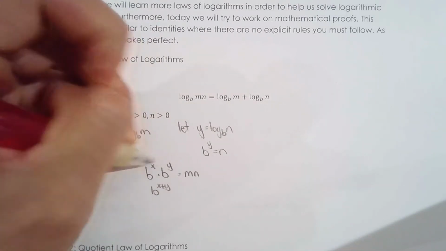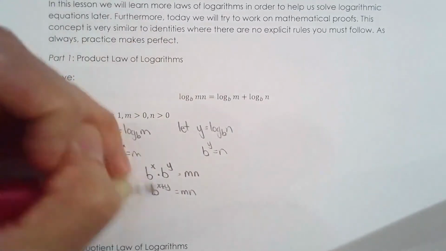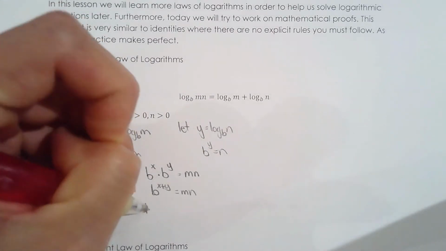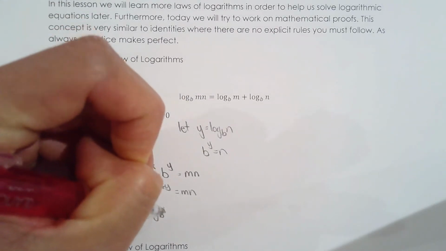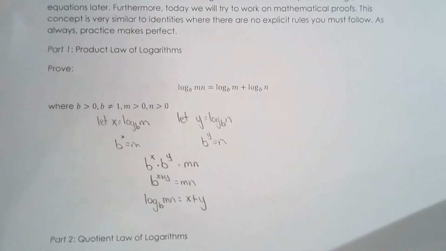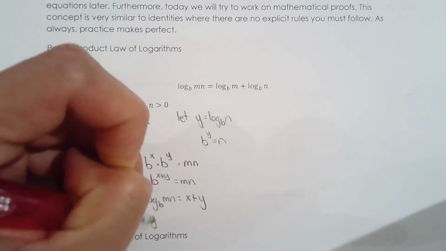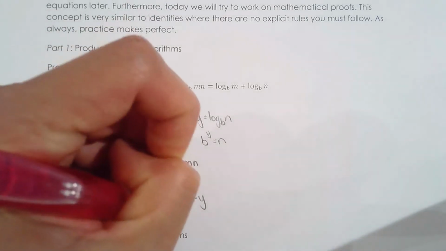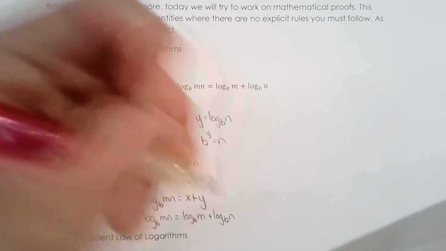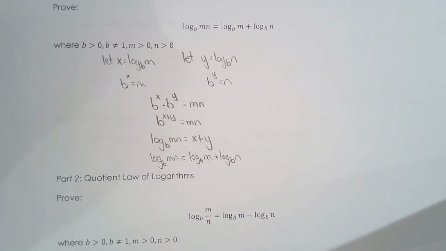When you multiply two powers of the same base, you add the exponents. And now I'm going to re-express this in logarithmic form. So log base b of mn equals x plus y. But wait a minute, what is x and what is y? Well, x is log base b of m and y is log base b of n. And there you go. That is the product law of logarithms.